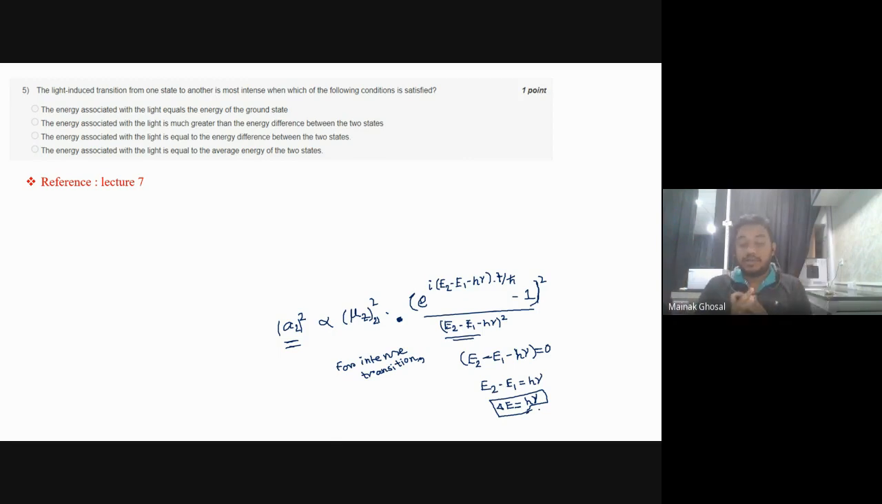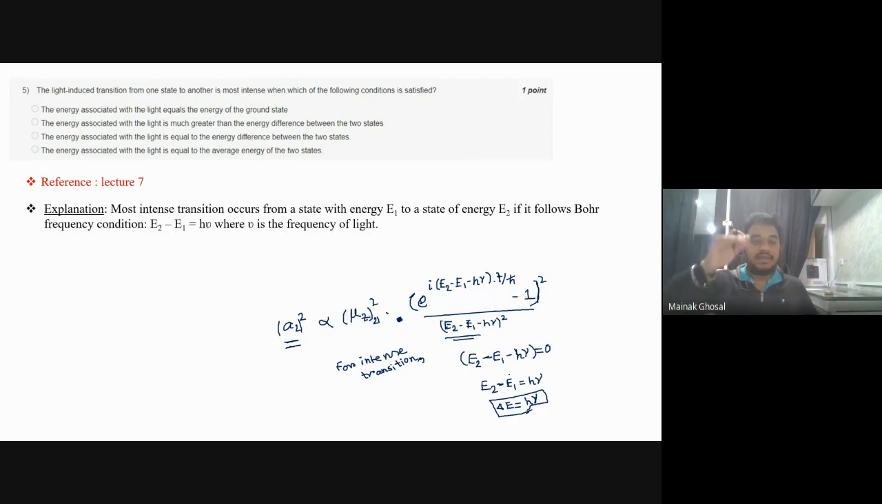So this condition is clearly showing that the energy difference between the two states will be equal to the energy of the light. Okay. Under that condition only you will get the highest intensity transitions. So the most intense transitions actually occur from a state with energy E1 to a state E2. If it follows this, it is called the Bohr frequency condition.